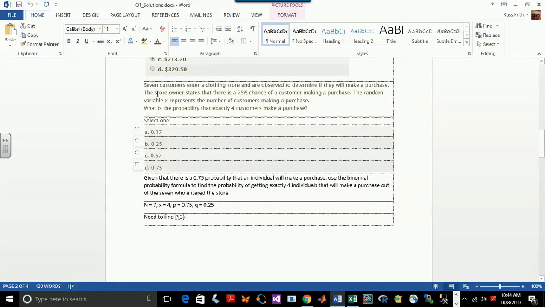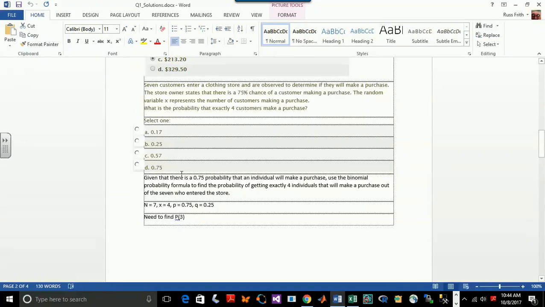All right, so you have 7 customers in a clothing store who are observed to determine if they will make a purchase. The owner estimates a 75% chance of a customer making a purchase. Random variable X represents the number of customers making a purchase. What is the probability that exactly 4 customers will make a purchase? Okay, so this is an example of a binomial probability distribution problem.